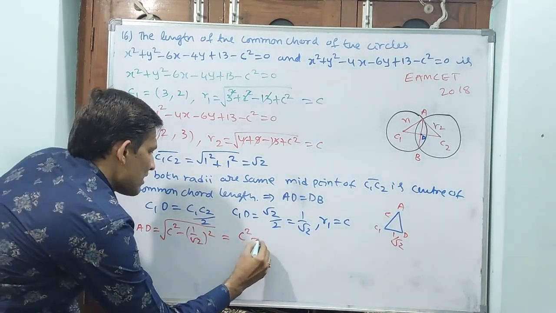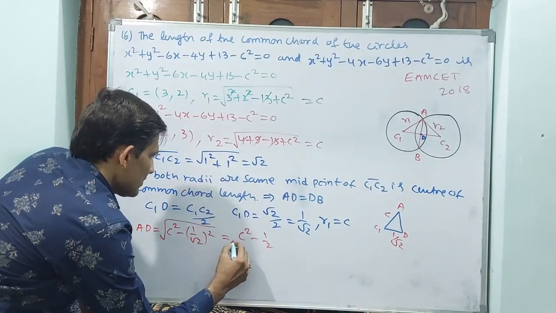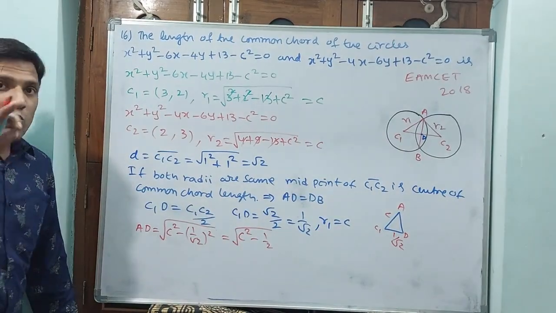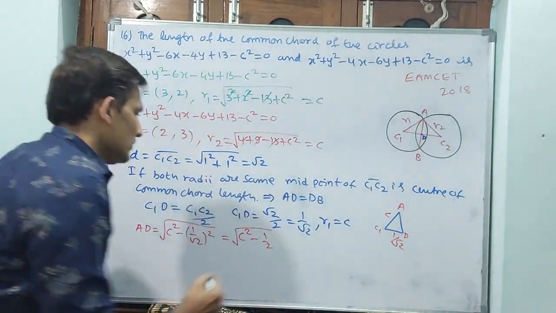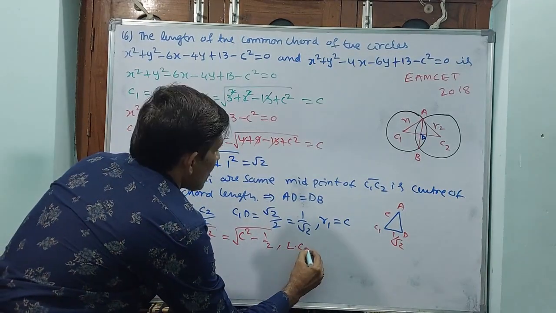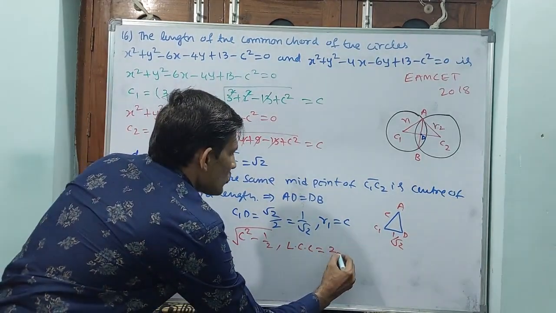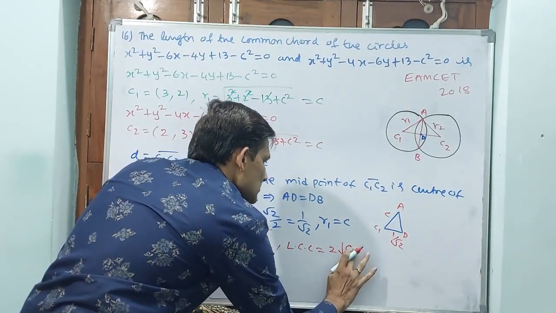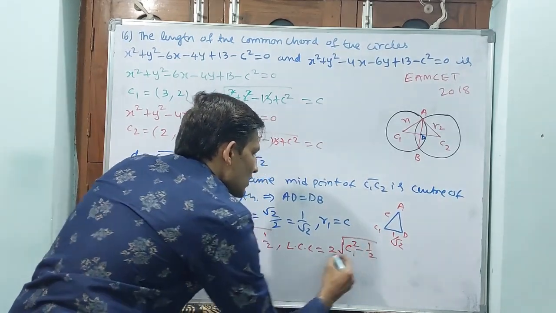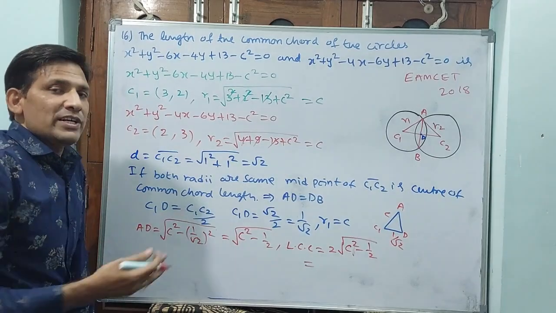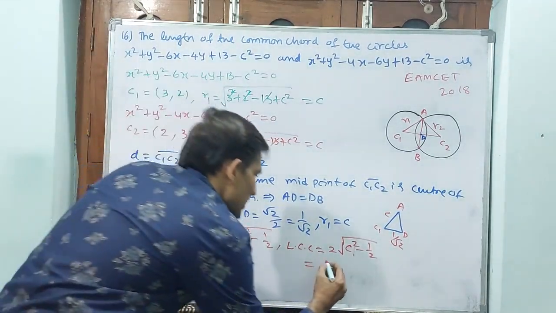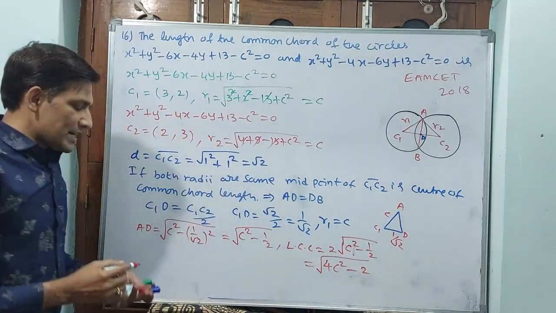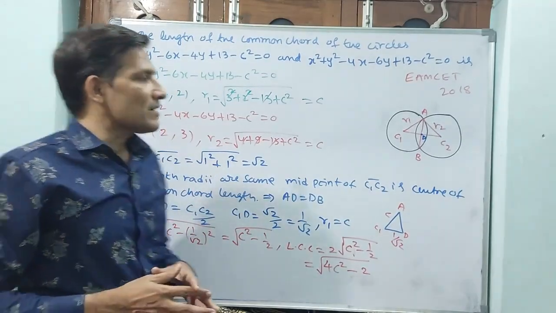1 by root 2 whole square means 1 by 2, under root. This is AD only, but the length of the common chord is 2 times AD. Write down: length of common chord LCC is equal to 2 times the square root of C square minus half. Shall I send 2 inside? If I send 2 inside, it becomes 4 C square minus 4 by 2, means 2. You understand this? 4C square minus 2 is the answer for your 16th question.